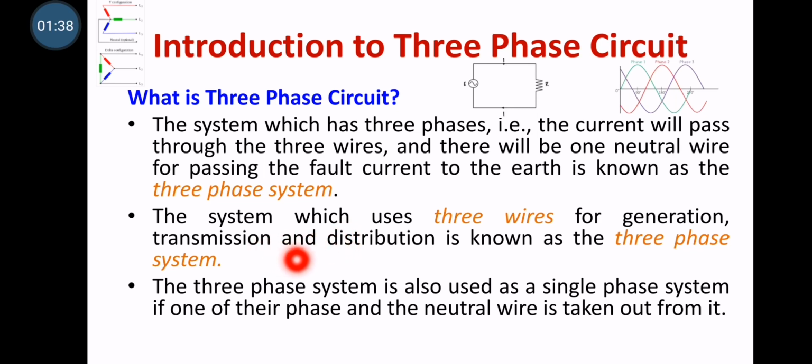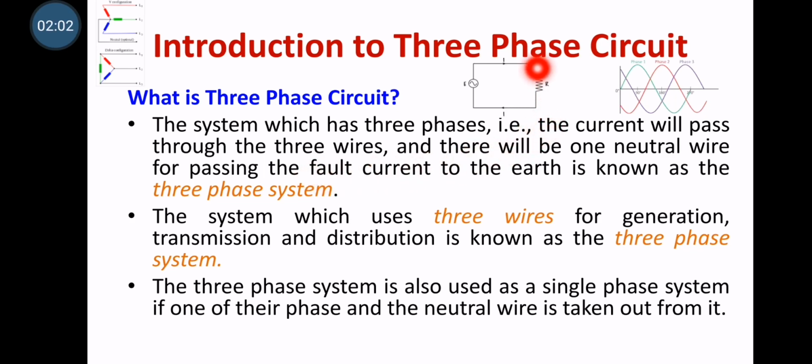The three phase system can also be used as a single phase system if one of the phases and the neutral wire is taken out. You can generate single phase from a three phase supply. That is, three single phase circuits can be derived from one three phase circuit. Or you can say that the combination of three single phase circuits is known as a three phase circuit. I think it is very clear.